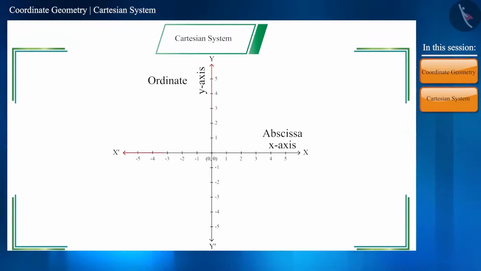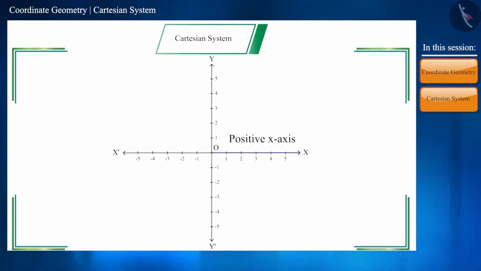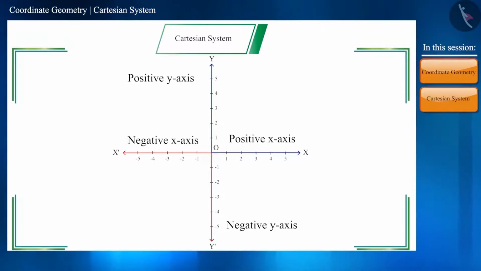The two axes intersect each other at the point 0, which is called the origin. The x-axis to the right of 0 is called the positive x-axis, and the x-axis to the left of 0 is called the negative x-axis. Similarly, the upper part of 0 is the positive y-axis, and the lower one is the negative y-axis.